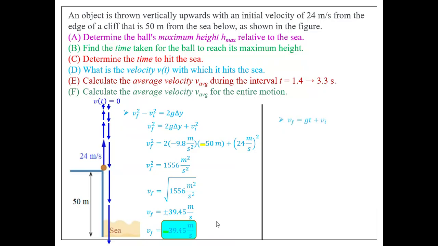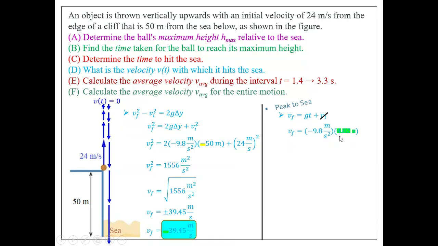Now, if you don't want to do that, you can just use VF is equal to AT plus VI. So here, I need to find VF, but I can just go from peak to sea. Okay, why do I want to start at the peak? Well, again, VI is equal to 0. So as you practice, you just have to learn where you should start your problems just to minimize the amount of work. So here, G is negative 9.8.